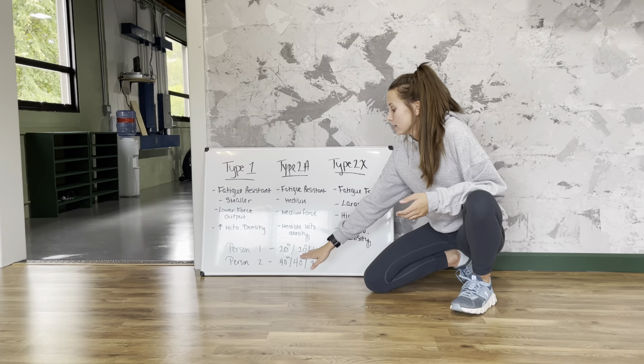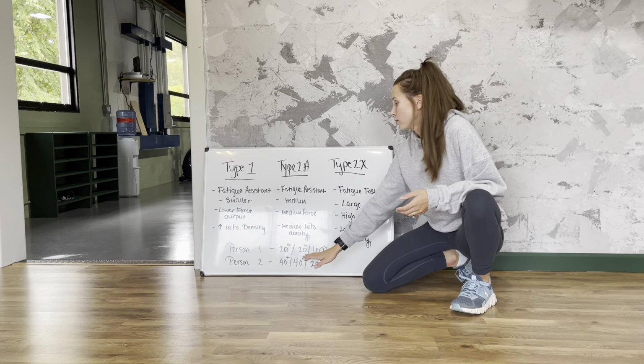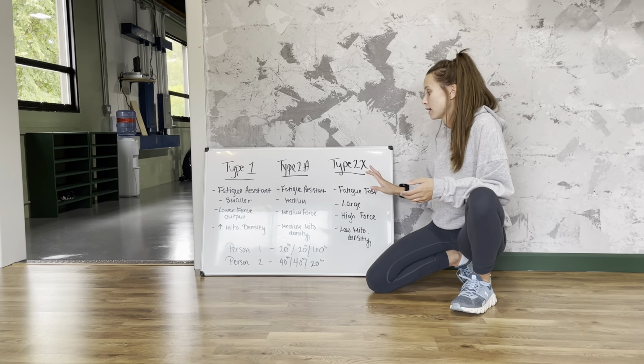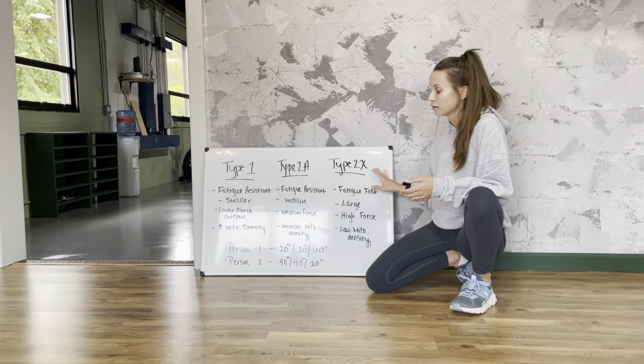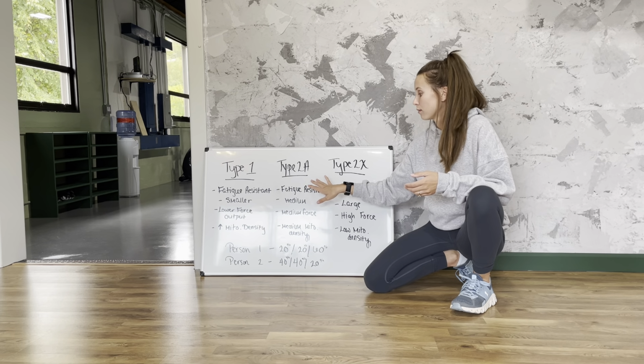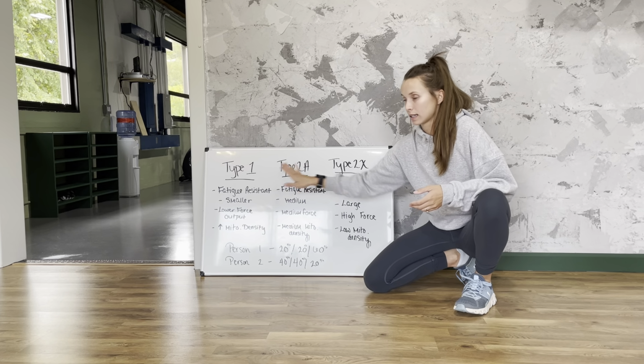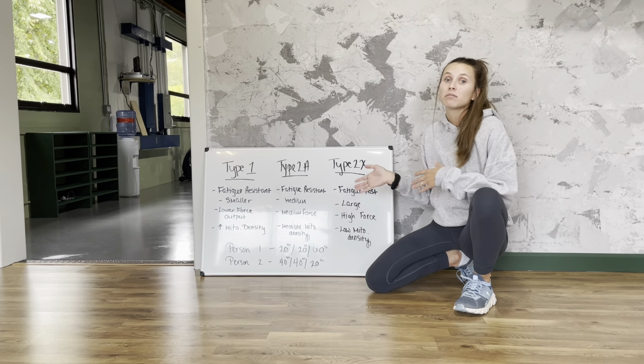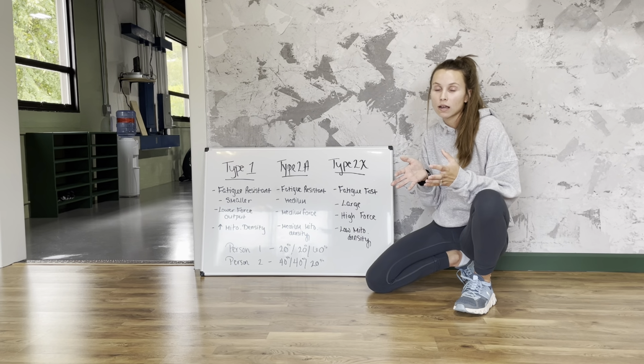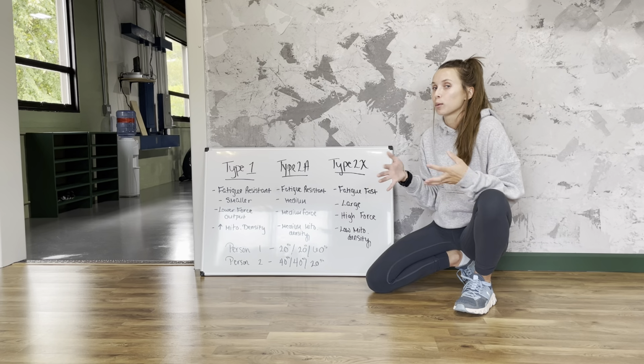This person has 40% type 1, 40% type 2A, and 20% type 2X, so a lot less of this one. Pretty equal of these two though, so they have a lot of fatigue resistant muscle fiber types. They probably at least go more towards the side of being an endurance athlete. They're better suited for that.